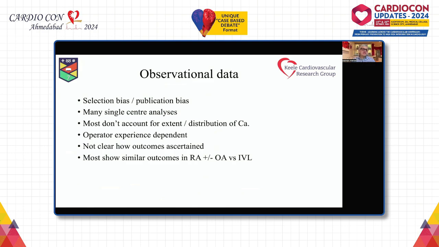There's a lot of observational data that's been published. My problem with this, where they've compared rotational atherectomy or orbital atherectomy versus IVL, is that there's always selection bias in the studies and publication bias. The patients are often not matched, and most of them are single-center analyses, and many of the analyses don't actually account for either the extent or the distribution of calcium. So they can't really be seen in terms of providing information about efficacy.